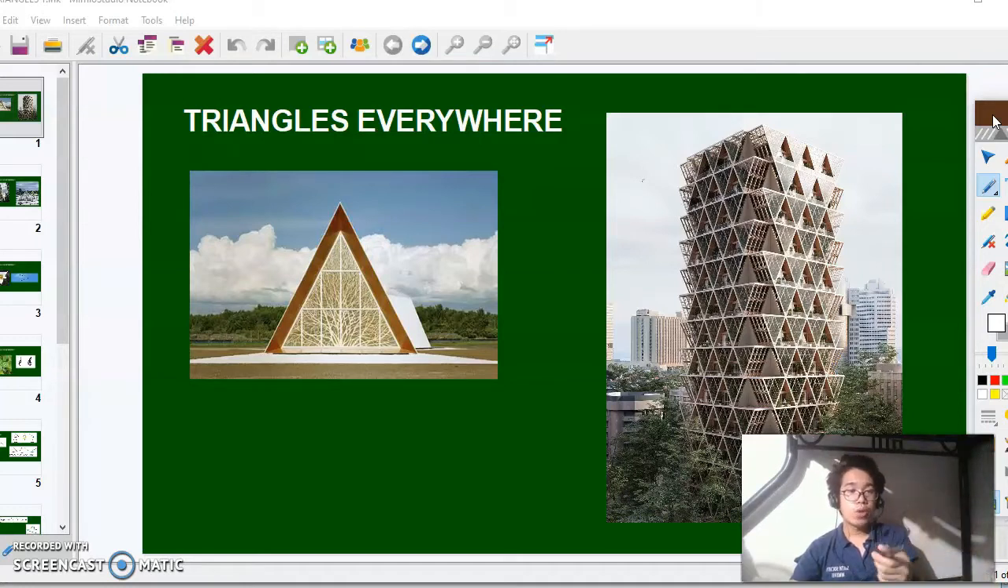We also have here a building. This is a proposed design for an architectural building that uses different types of triangles in order for it to look more economic or more modular. This building is just an architectural plan, but if it's implemented, it will look like a very beautiful building that uses the concepts of triangles in all of its dimensions or all of its parts.